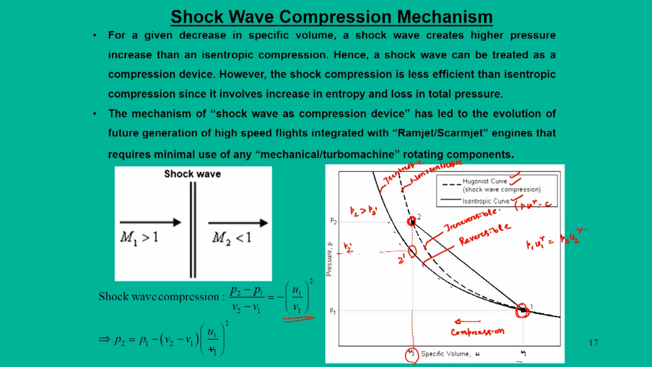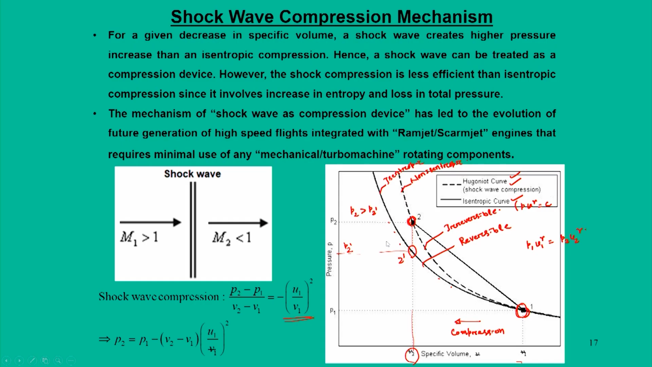So, the summary you can make is that for given upstream conditions, the Hugoniot curve gives higher compression as compared to the corresponding isentropic compression. In other words, we say shock compression is a better approach, or is much more efficient, as compared to isentropic compression.